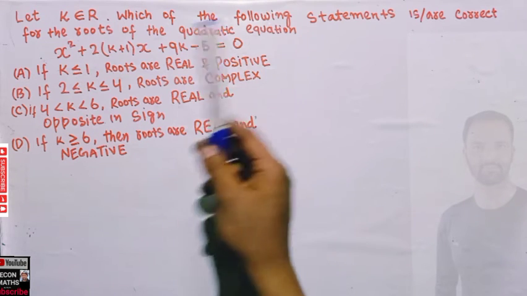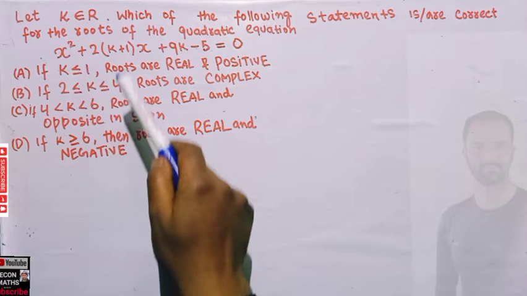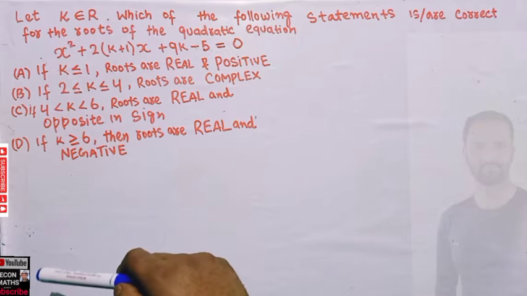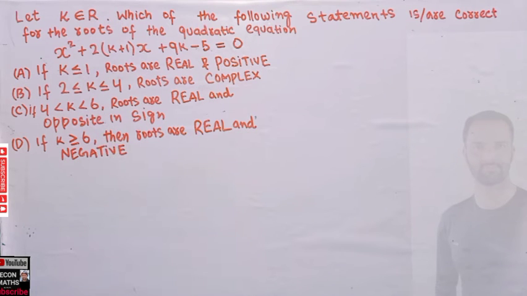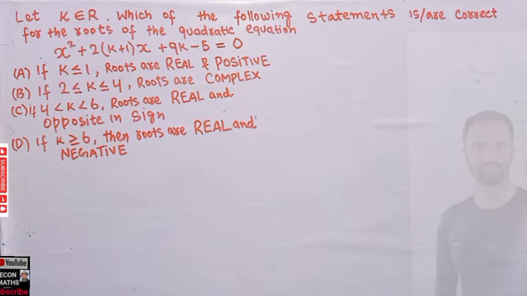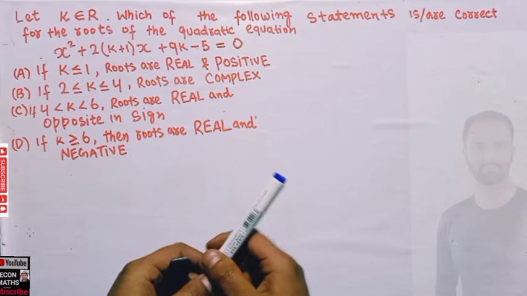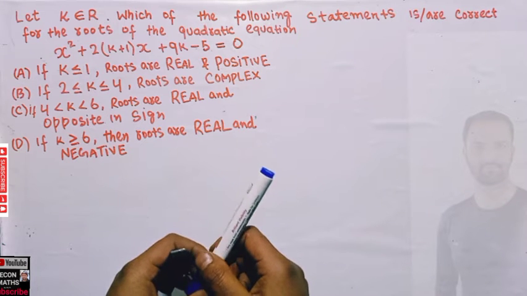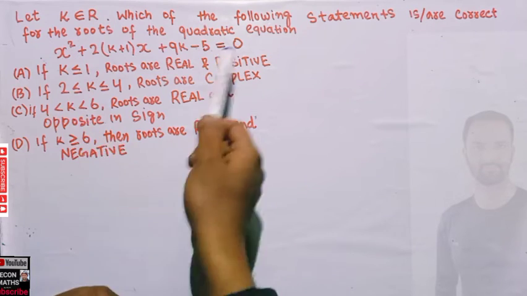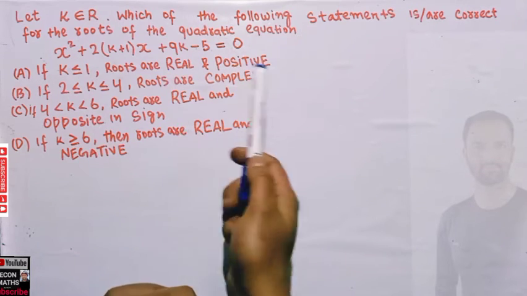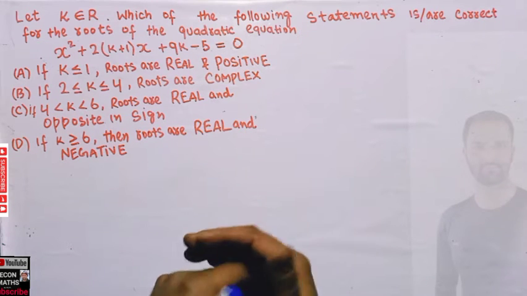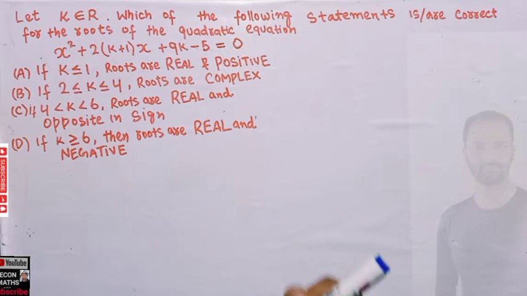And we are being given a quadratic equation: x square plus (2k plus 1)x plus 9k minus 5 is equal to 0. We have to see which of these statements is correct for the roots of this very quadratic equation. So let's try to figure out first what we have to do. We have to find out the roots for this equation and see whether they are real or positive. The options are given and we will see what is the correct option to this question.